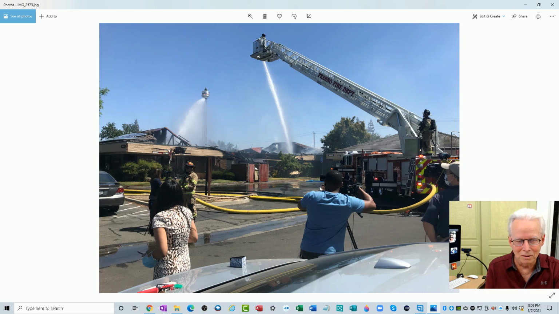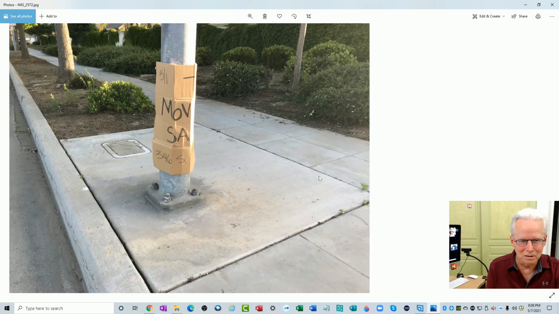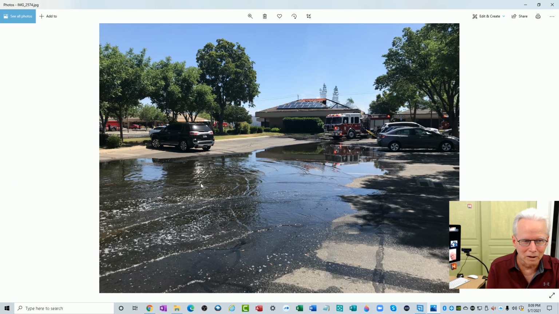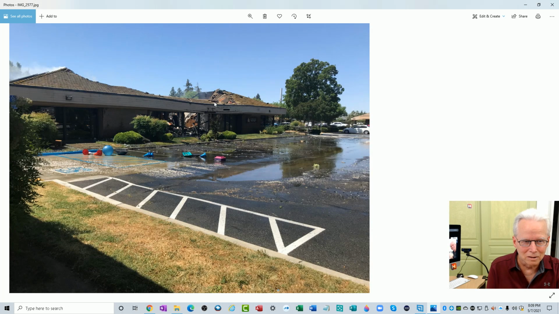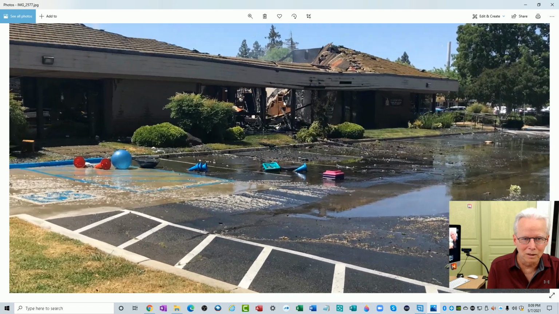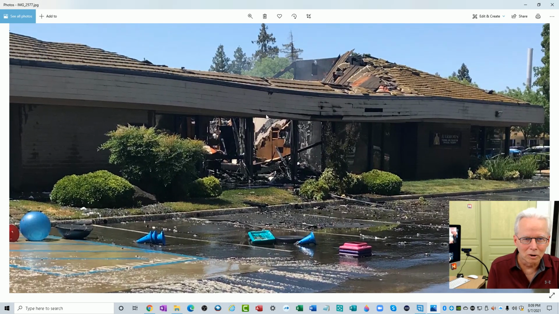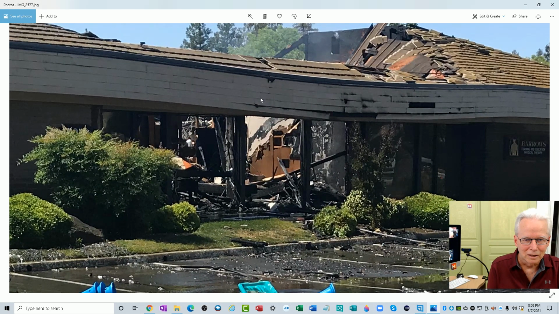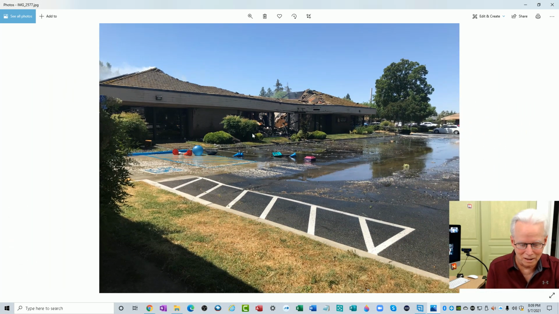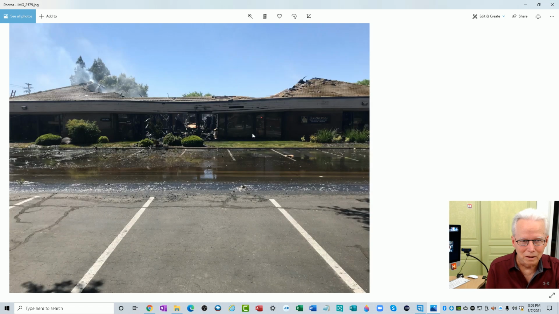So here's a little more of it. All the water coming out to here. That's the building over there. This is the other side of the building. This is where their clients would come in. It was a physical therapy office. Holy moly, that's not a happy time.